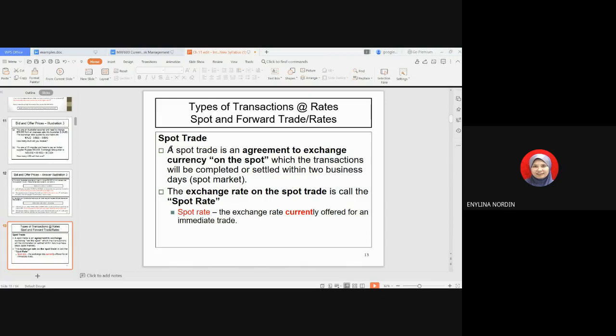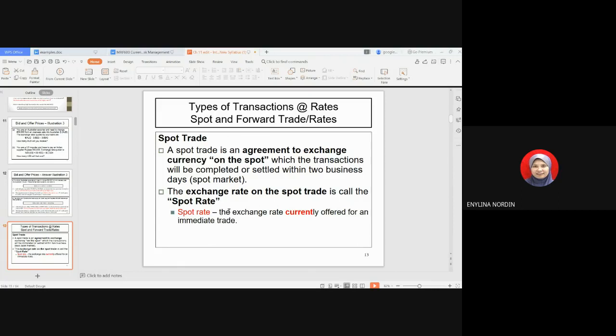What is a spot trade? A spot trade is an agreement, or a contract, to exchange the currency on the spot using the spot rate, and the transaction must be completed or settled within 2 business days. The exchange rate on the spot trade is called the spot rate. So you trade the currency in this spot trade using the spot rate.